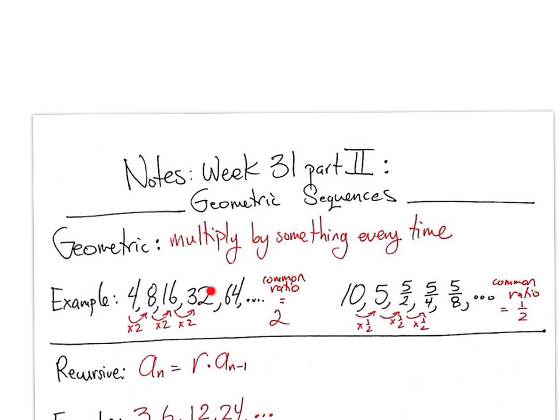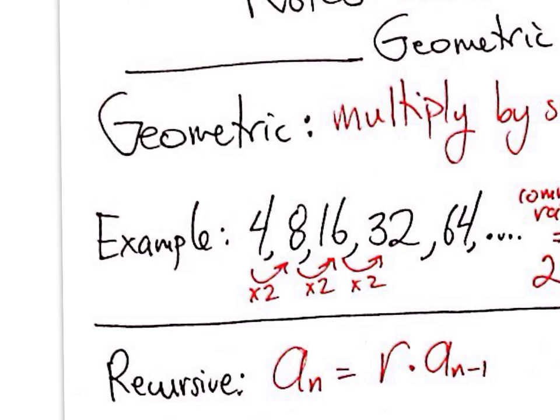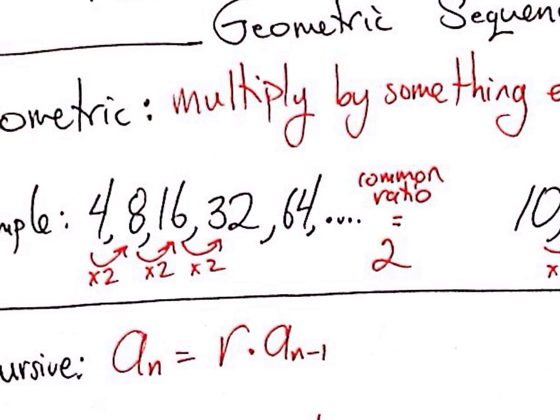So here are two examples. We start with 4, and then it goes to 8, 16, 32, 64. And so you'd be able to recognize this pattern, and you'd see that the term is multiplied by 2 every time. So this is an example of a geometric sequence, and this 2, the thing we multiply by, we call the common ratio. So in arithmetic, it was the common difference, the thing we added. In geometric, when we're multiplying by something every time, it's called the common ratio.